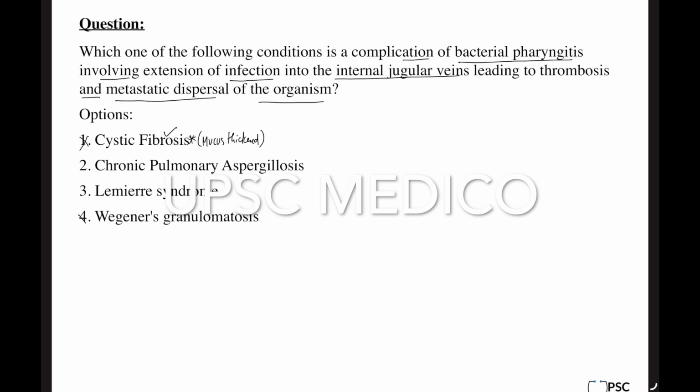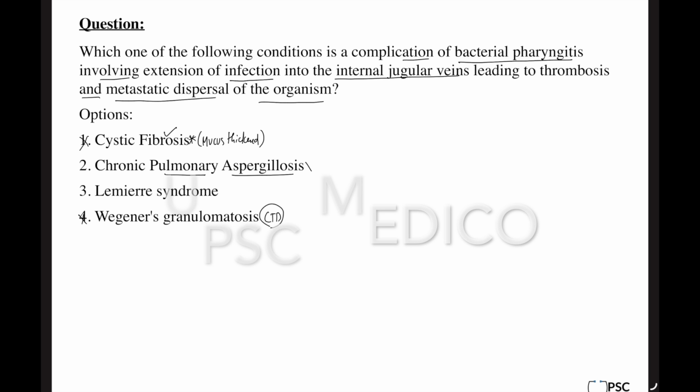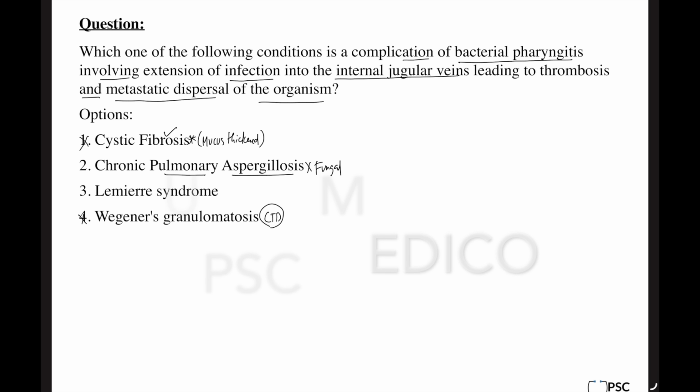Now, Wegener's granulomatosis is a connective tissue disease. There is sinus problem, mucus problem, etc. Lungs are affected, etc. Right? So this is not an issue. Chronic pulmonary aspergillosis. It is fungal. Here, it is straight away a bacterial pharyngitis. So by elimination, I can say that it is Lemierre syndrome.